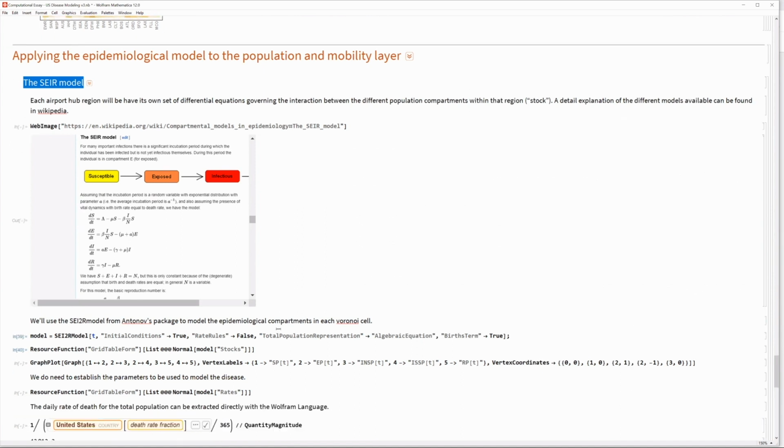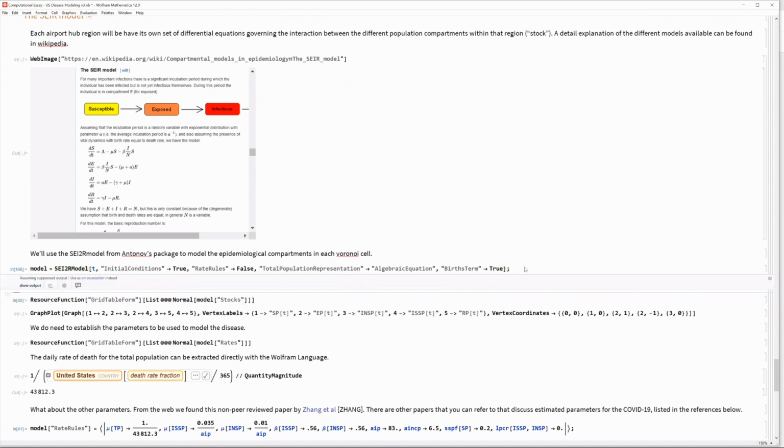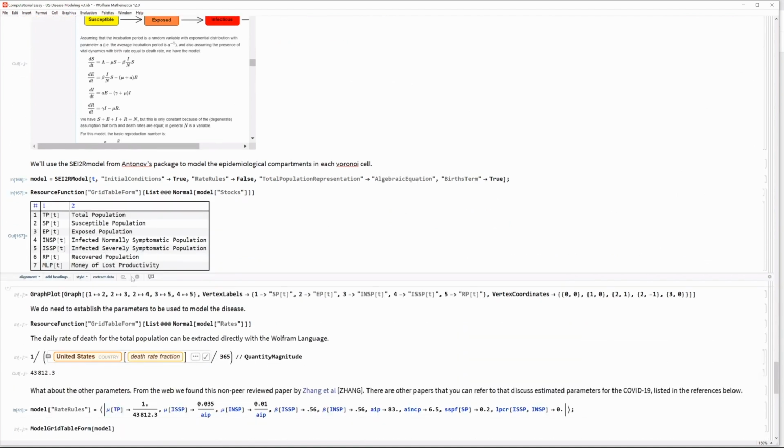Okay. So we're going to use the packages that Anton created, and we can see the different stocks of populations that we're going to be looking at: total population, susceptible, exposed. The difference with the standard model is that we're going to split it based on the disease that we are looking at today. You've got a normally symptomatic group, which we can call asymptomatic in our case, that people state is around 80%, and people that are really affected and severely symptomatic. You're going to have a recovered population, and we're not going to deal with reproductivity at all.